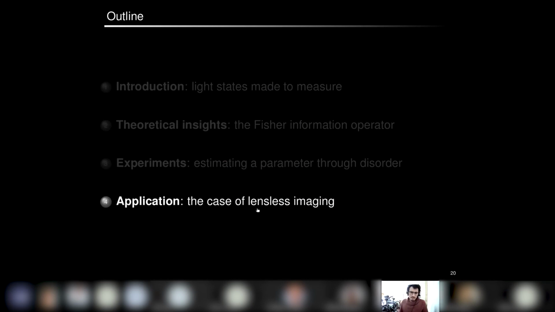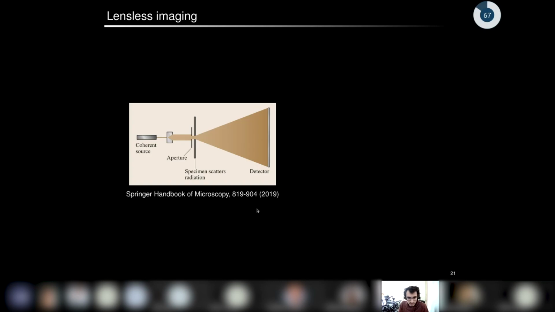Okay, so my last section will be to explain how these results will translate to maybe a more realistic case in which you will have to estimate more than one parameter precisely. And I will be especially talking about the case of lensless imaging.